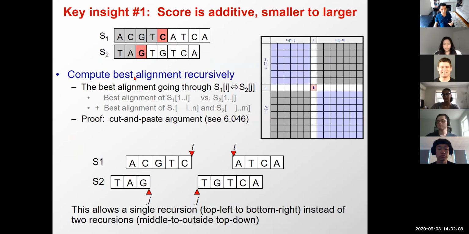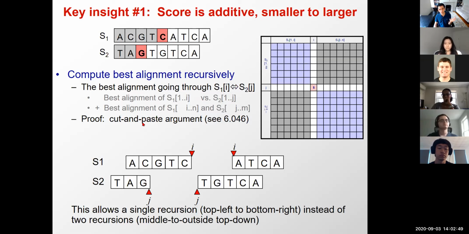Okay? So we're going to compute the best alignment recursively. And the key idea is that the best alignment going through this character C aligned to this character A is going to be the best alignment of that part to that part, plus the best extension from that subalignment. Okay? And if that's not part of the optimal solution, if there's a better alignment, if that part is not the best subalignment, then I get a contradiction because I could just swap that in with a better alignment and then get a better score overall because the score is additive.